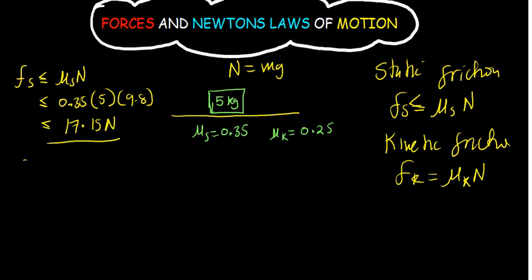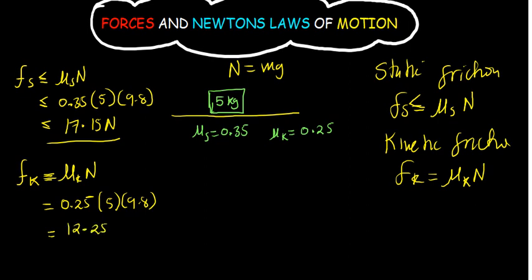Now let's calculate the kinetic friction. Kinetic friction is given by mu k times normal force. Mu k here is 0.25. The normal force is also mass times gravity. Mass is 5 times 9.8, and that is going to be equal to, so this is giving me 12.25 newtons. These are forces. Forces are measured in newtons.